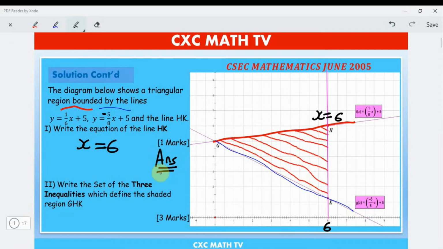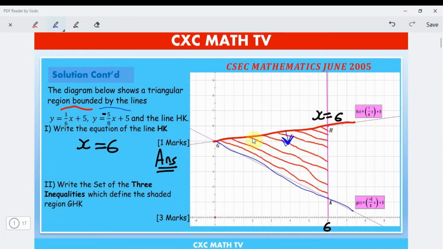Nice. The second part says write down the set of inequalities which define the shaded region. Sometimes they give you the 3 inequalities and ask you to shade the region. Now they give you the shaded region and ask for the 3 inequalities. So notice that under the red line is what is shaded. If you're under this red line, you're under the line GH, and the line GH was 1 over 6x plus 5.